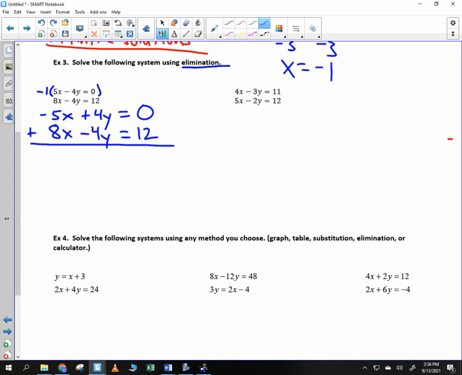Now I'm going to try to add them together. Negative 5x and positive 8x make 3x. Positive 4y and negative 4y make 0. And 0 and 12 make 12.